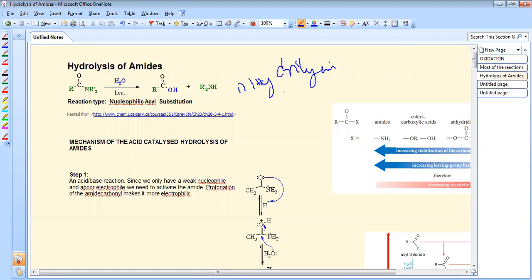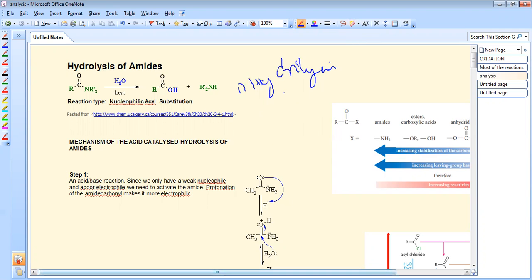Then we have ammonolysis. Ammonolysis is only for the preparation of amides. We will discuss only ammonolysis for the preparation of amide, whereas we will discuss the hydrolysis reactions of all acid derivatives.